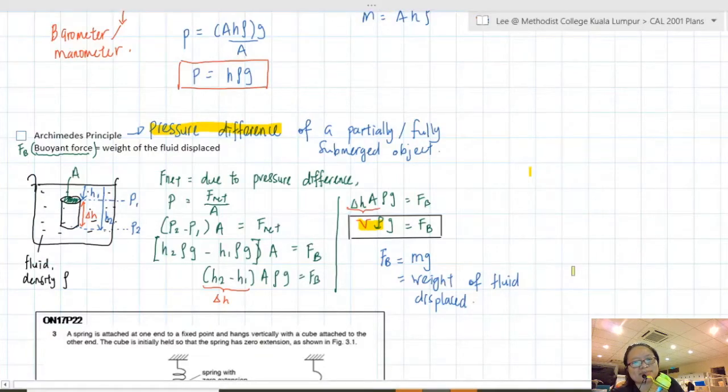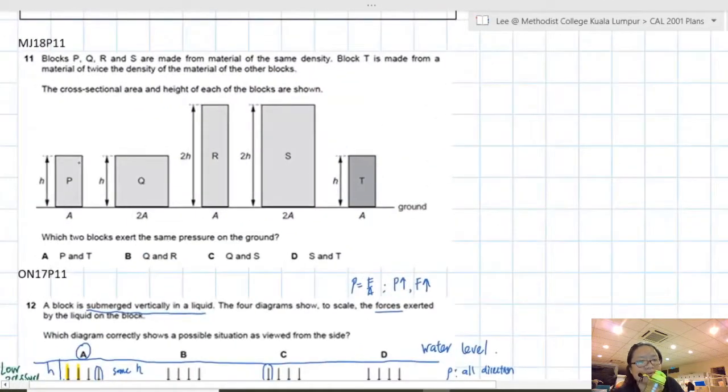Okay, let's try an example. We're going to do a few conceptual examples first. Here you have a bunch of blocks, and you are asked which two blocks exert the same pressure on the ground. This one is very confusing, because it depends on so many factors. So I think the first order of business is to calculate the volume, because they all have different density. So the volume will be AH, 2AH, where A is the surface area, 4AH and AH. Okay, I'm looking for the volume.